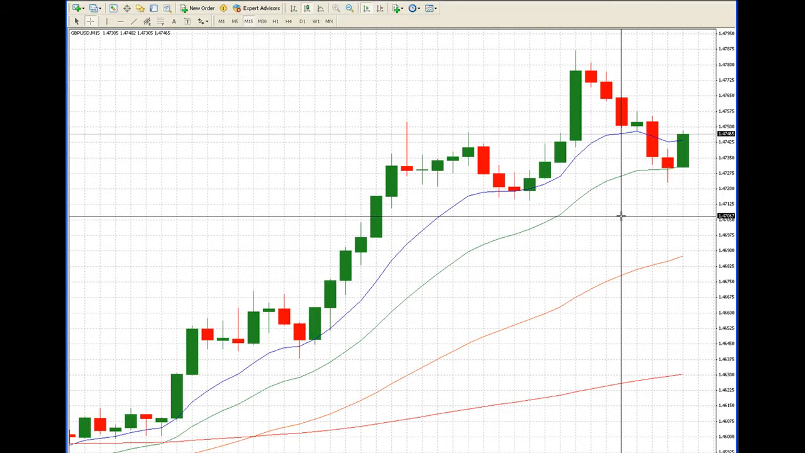Well, our entry was 1.4741. Our stop is 1.4719. That equals 22 pips. So the distance between our entry and our stop is 22 pips. So when we are in profit 22 pips, we will move our stop to break even. So 22 pips from 1.4741 is 1.4763. So at 1.4763, we want to move our stop to break even.